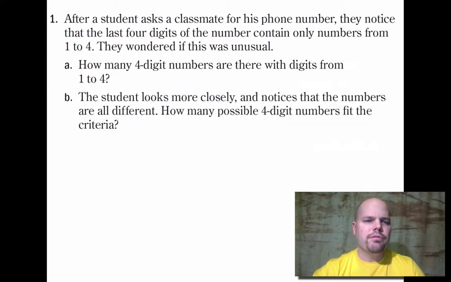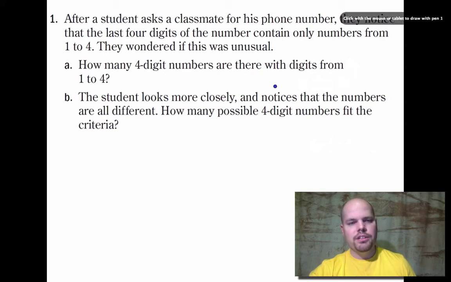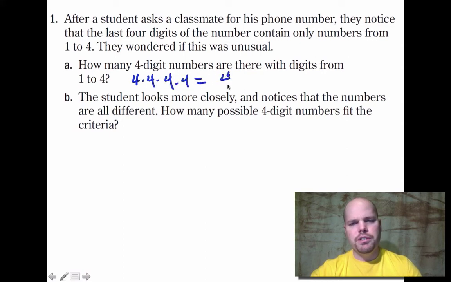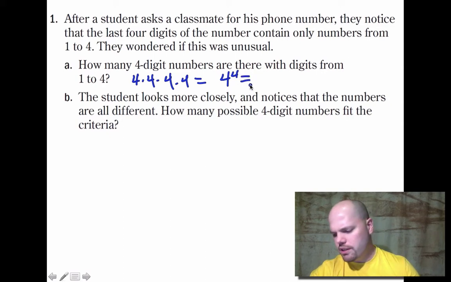All right. First example here. Let's say after a student asks a classmate for his phone number, they notice that the last 4 digits of the number contain only the numbers from 1 to 4, and they wondered if this was unusual. So how many 4-digit numbers are there with digits from 1 to 4, meaning they could be the same, so there's replacement. There are 4 digits, and they're only from 1 to 4, so 1, 2, 3, 4. So 4 for the first, 4 for the second, 4 for the third, and 4 for the fourth, which ends up being 4 to the 4th, which is 256.